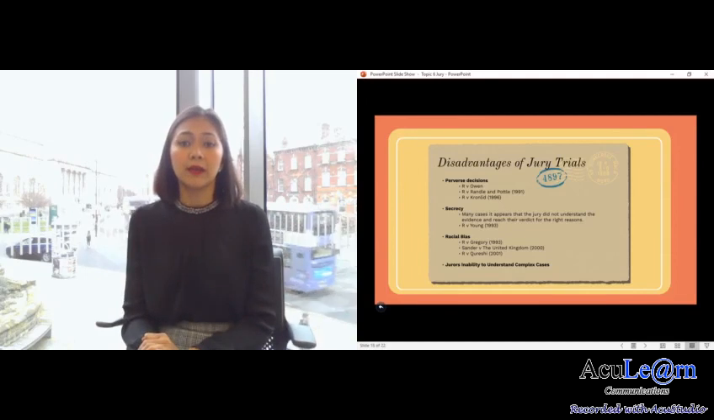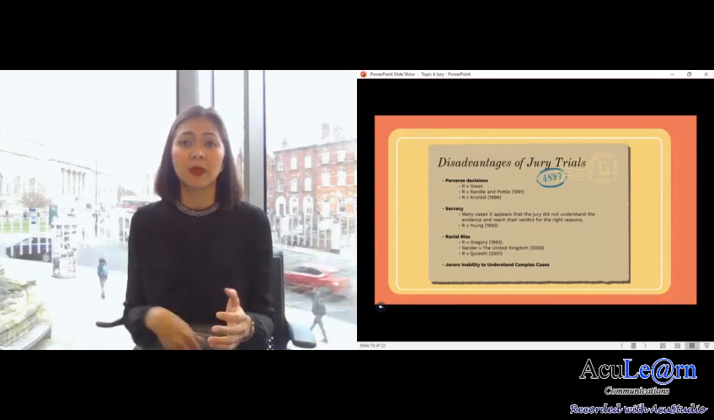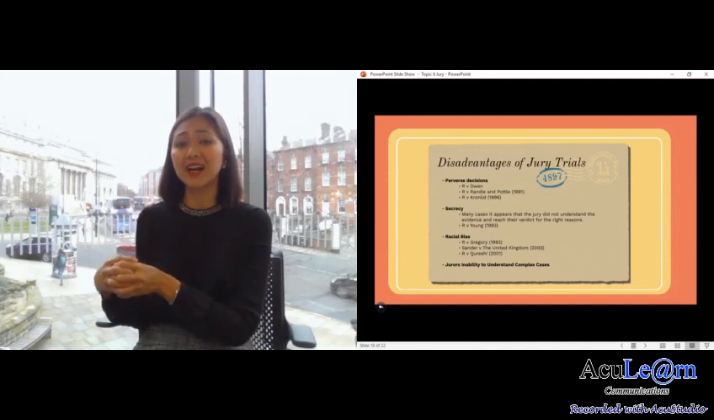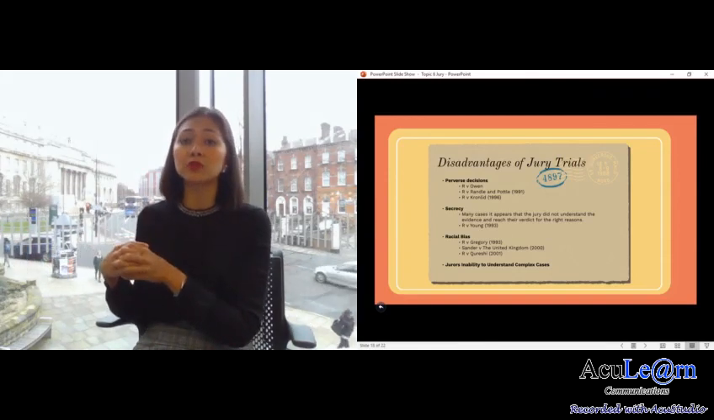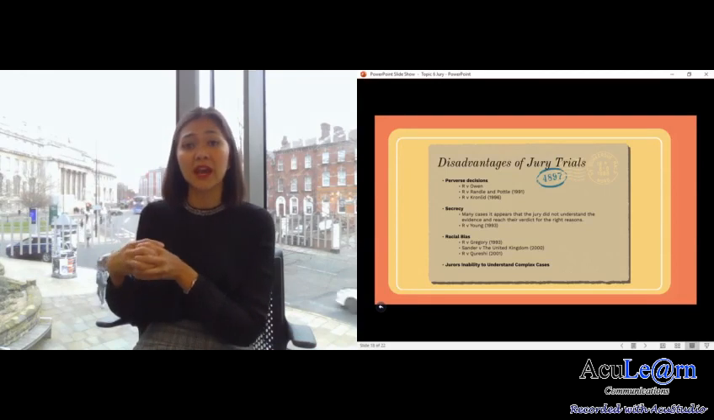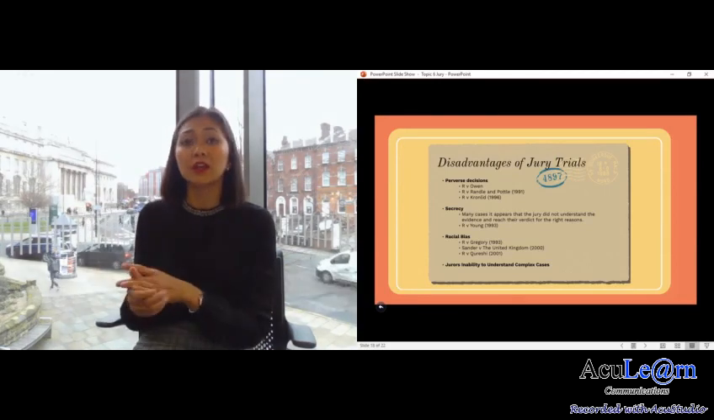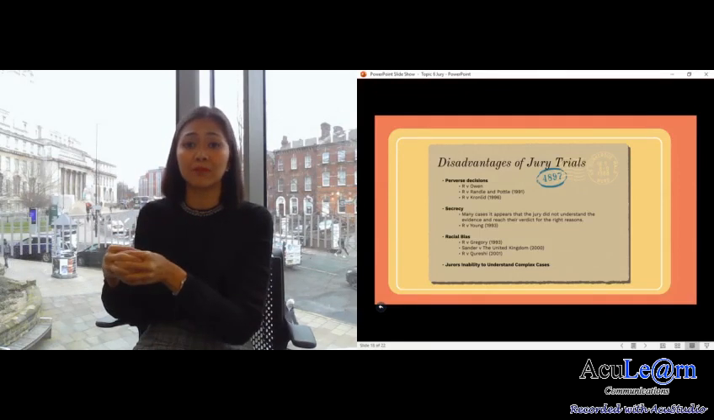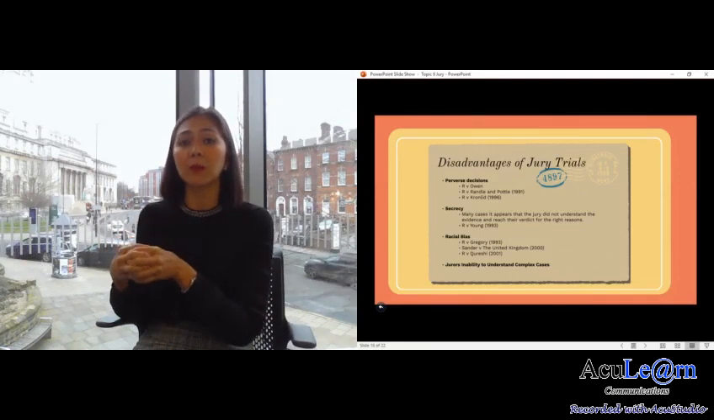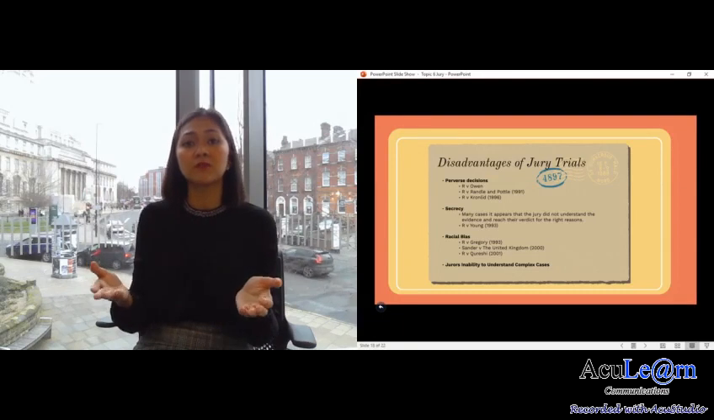With regards to secrecy, whatever happens or is discussed between the members of the jury in the room, no one knows. So it could be that they have deliberated on the matter of fact. It could be they have been playing Uno cards. They could have done anything. So people are not sure how they come up with the decision to determine if a person is guilty or not guilty.